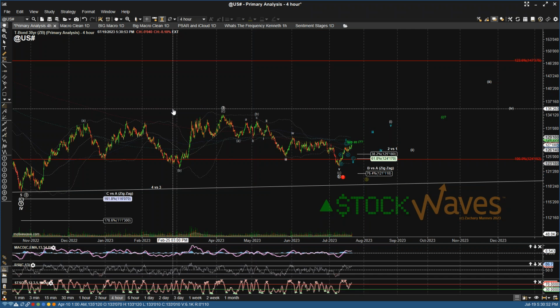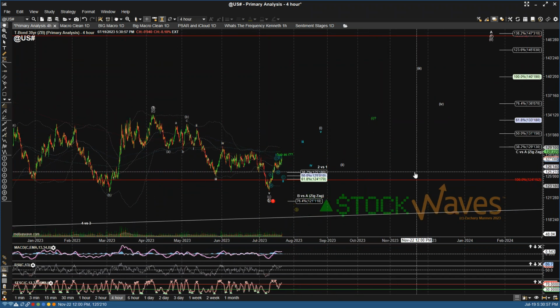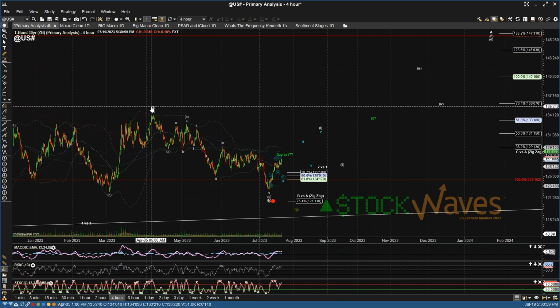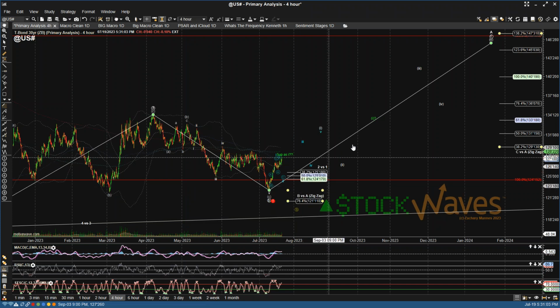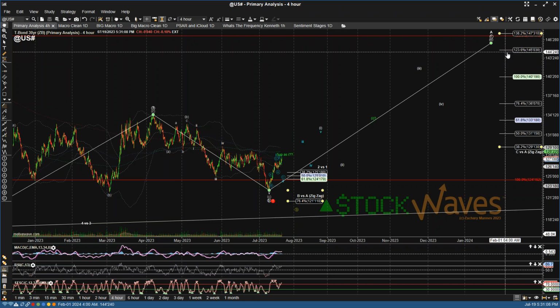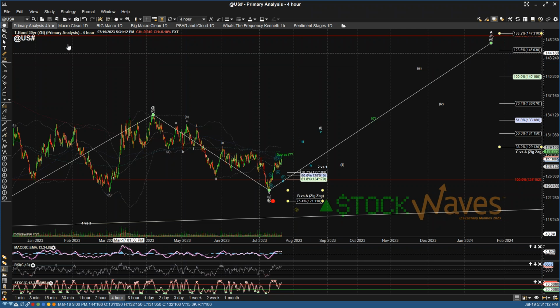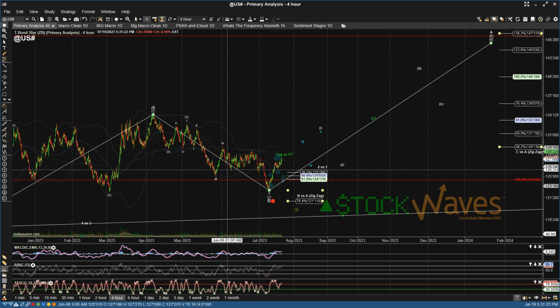This is the 30-year bonds. I think I have pretty much the exact same count as Avi, treating this as an A wave and a B wave into the July low and looking for a C wave up into the 143 to 145 region on the ZB futures. So it says @US hashtag. That's just the data provider's code for the continuous contract for the 30-year bond futures, which trade as ZB.